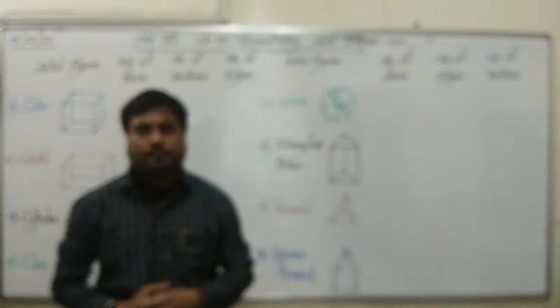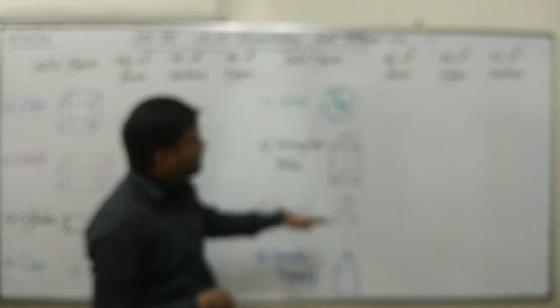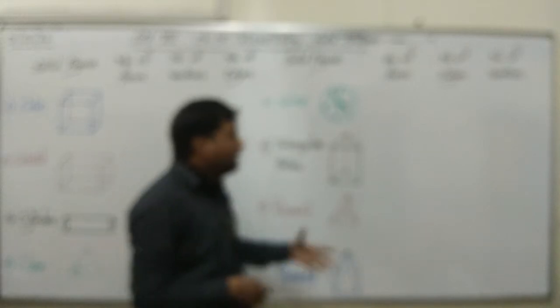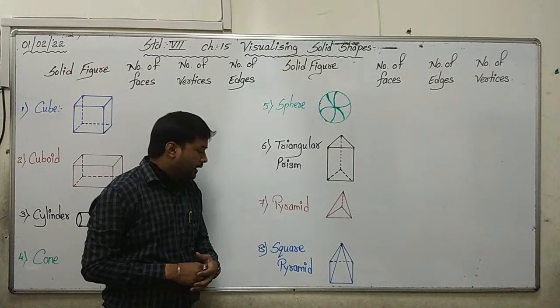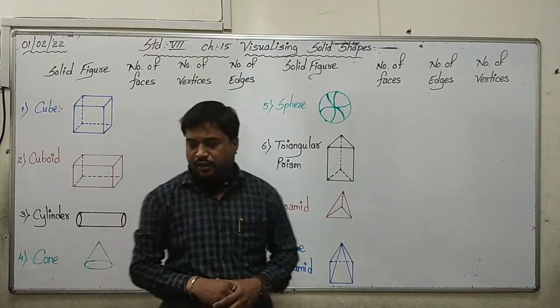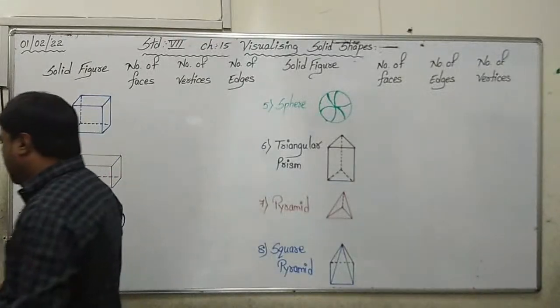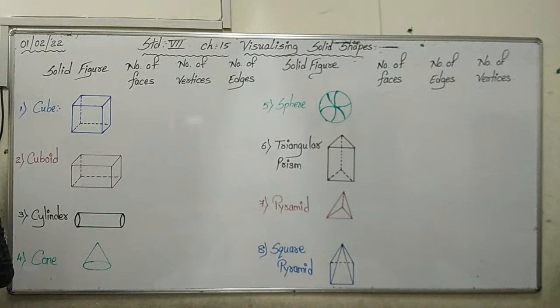The base of that pyramid will be rectangular, and the number of faces, number of edges, and number of vertices will be similar to that of the square pyramid. Whatever faces, edges, and vertices the square pyramid has, they will be similar for the rectangular pyramid. Keep this in mind. So now moving ahead, let's see one by one.